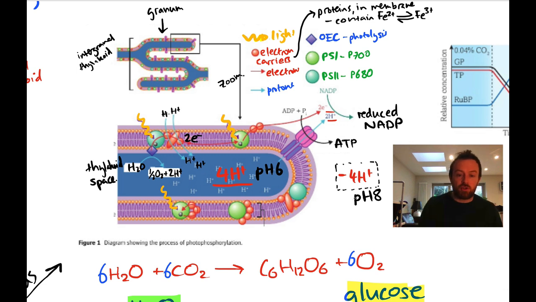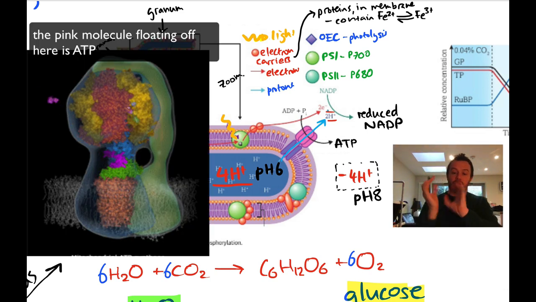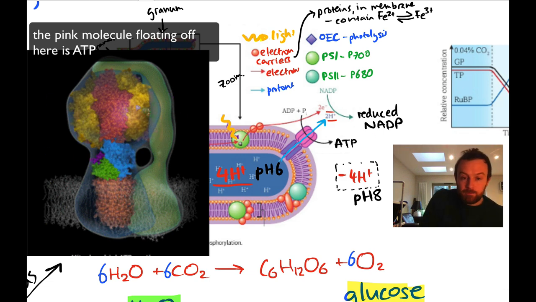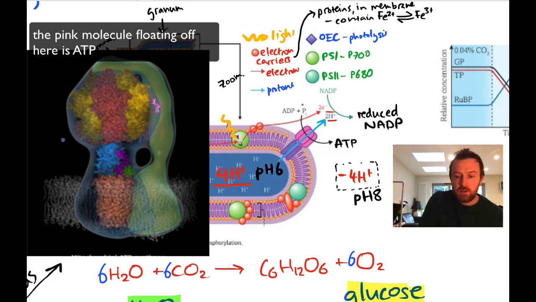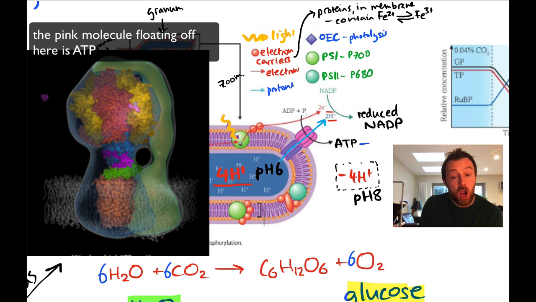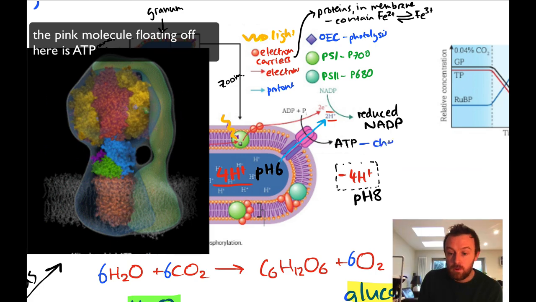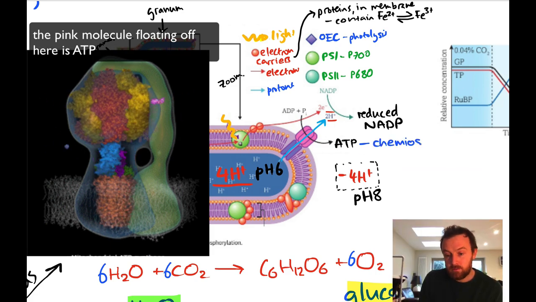And that concentration gradient then can drive ATP synthase. So hydrogen ions flow down their concentration gradient. I'll use the pen color that we've got in the diagram here. So hydrogen ions flow down ATP synthase. And as they flow down the core of it, the whole thing spins. And as it spins, it produces ATP. This process, this use of ATP synthase and the hydrogen ion gradient, is called chemiosmosis.